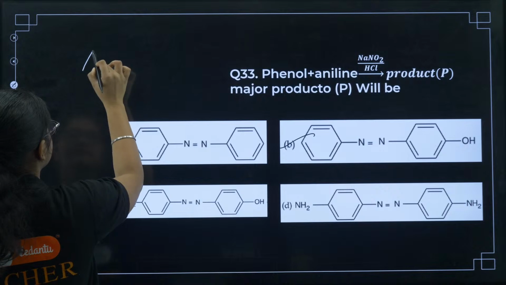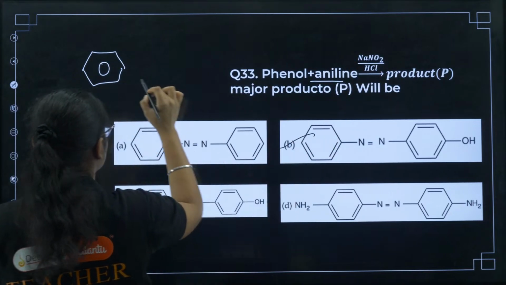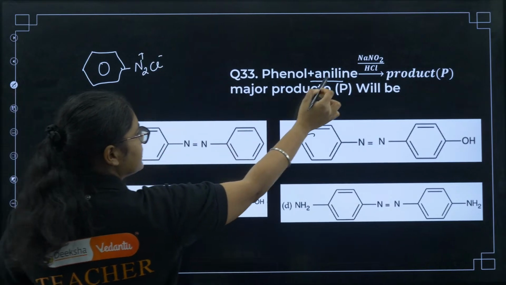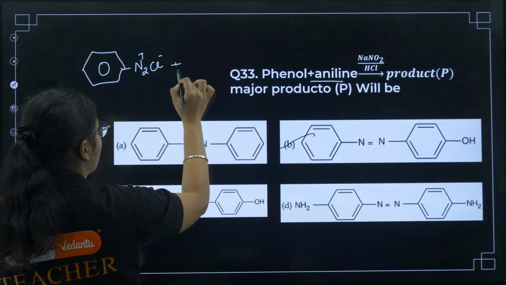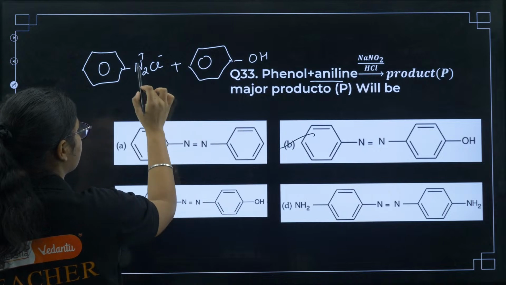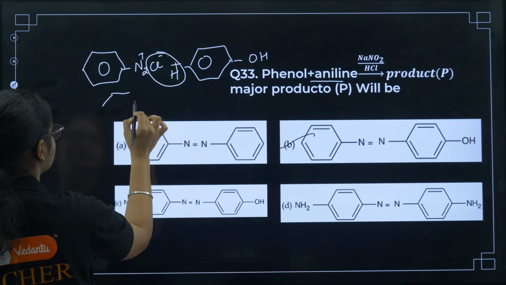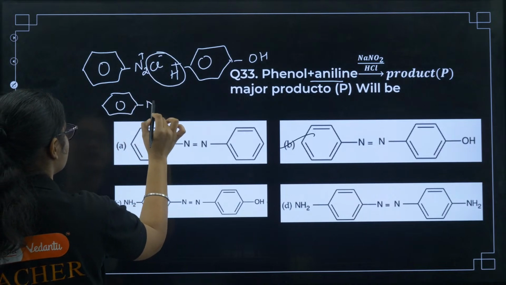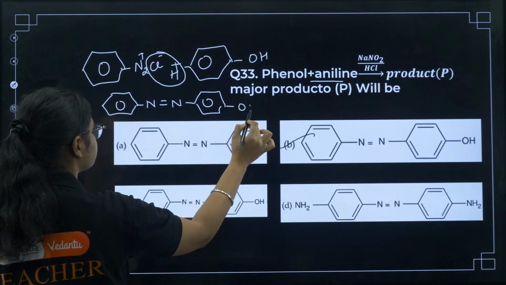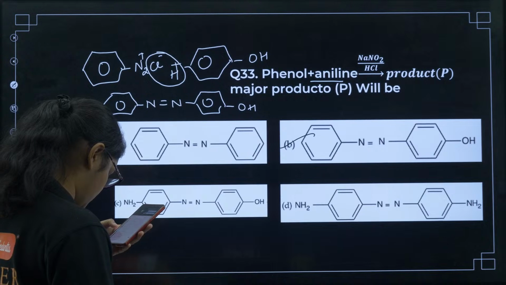So you have the, see, aniline, when you have aniline with this one, NaNO2 and HCl will give you N2 plus and Cl minus. Okay, so aniline plus this one has produced this one, and then you have phenol with this one. Okay, so what will happen? Here this H is there, this H and Cl will be removed and you will get a coupling compound like this. Okay, so this will be the product formed. Okay, so option number B will be the correct answer.